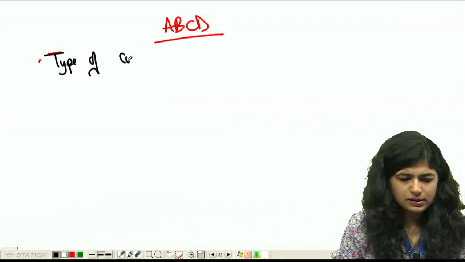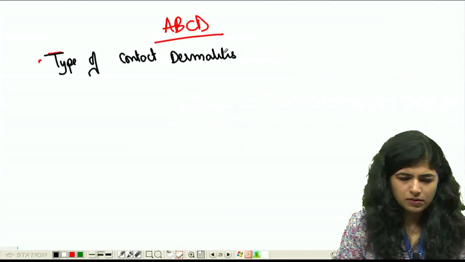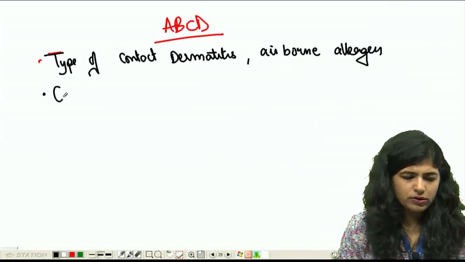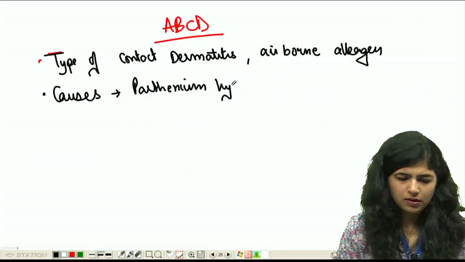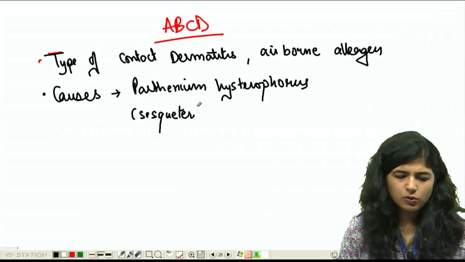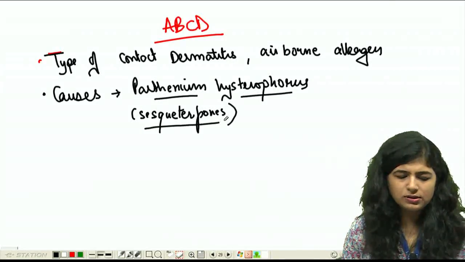As the name suggests, it's a type of contact dermatitis through airborne allergens. What is the cause of this? The cause is Parthenium hysterophorus. It has some allergens which are called sesquiterpenes. Parthenium hysterophorus, the allergens are sesquiterpenes.